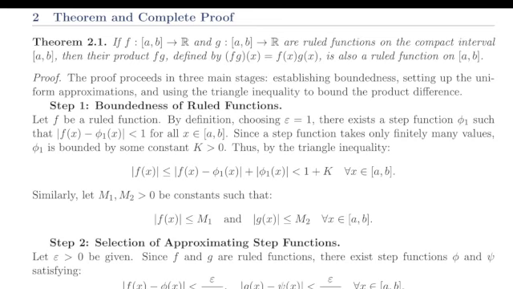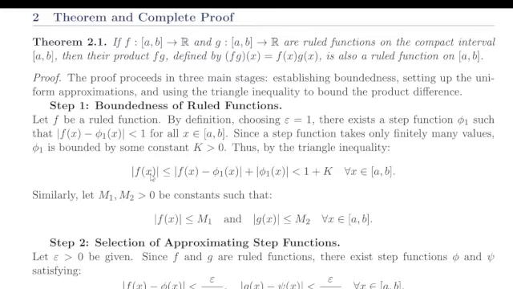Step 1 is boundedness. Every ruled function on a compact interval is bounded. Why? Because we can pick a step function that approximates f within 1. So here we let epsilon be 1. Step functions only take finitely many values, so they're bounded. Then by the triangle inequality, f itself is bounded. So let's look at the inequality here.